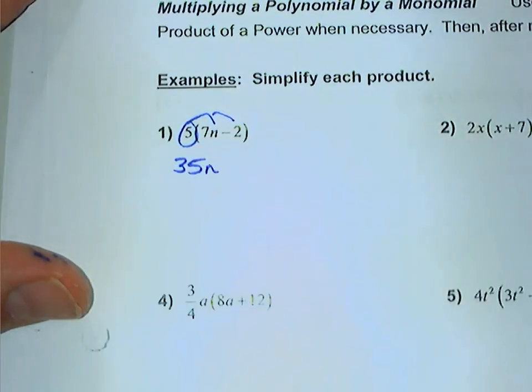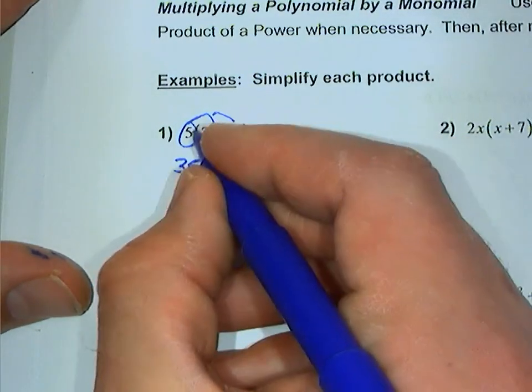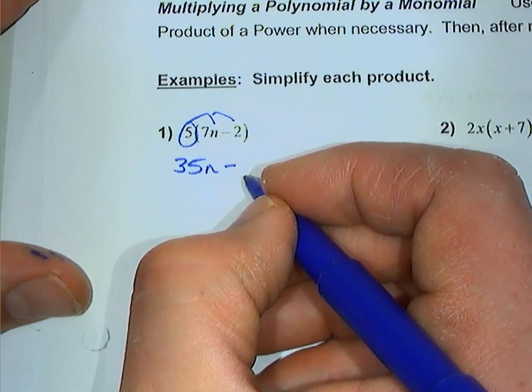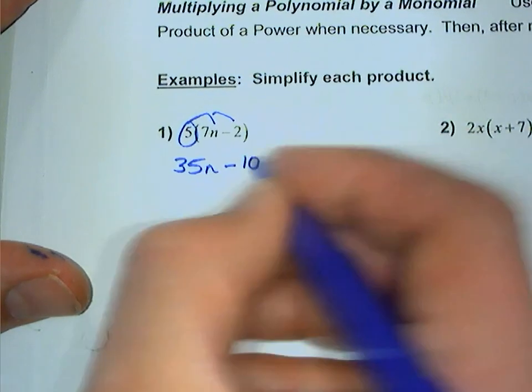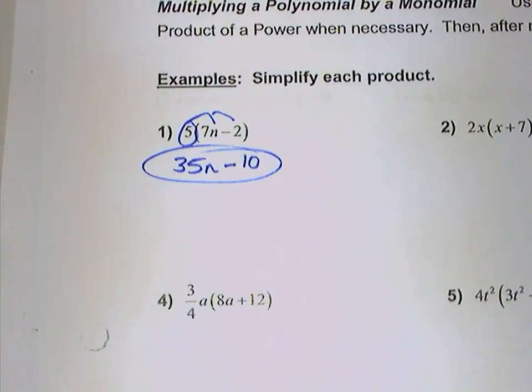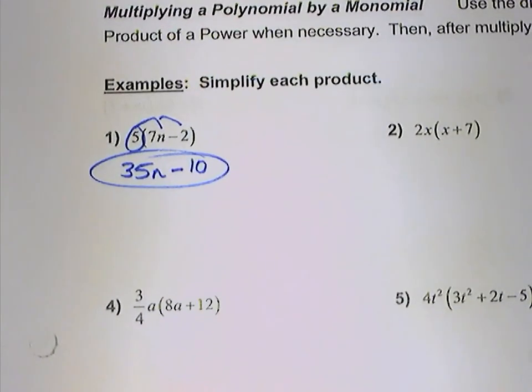35n. And then 5 times negative 2, Audrey. 5 times negative 2. Negative. There we go. Boom. That's it. Now we're going to start grabbing in some x's, right? So I take a look at number 2. Now I got 2x times x plus 7.